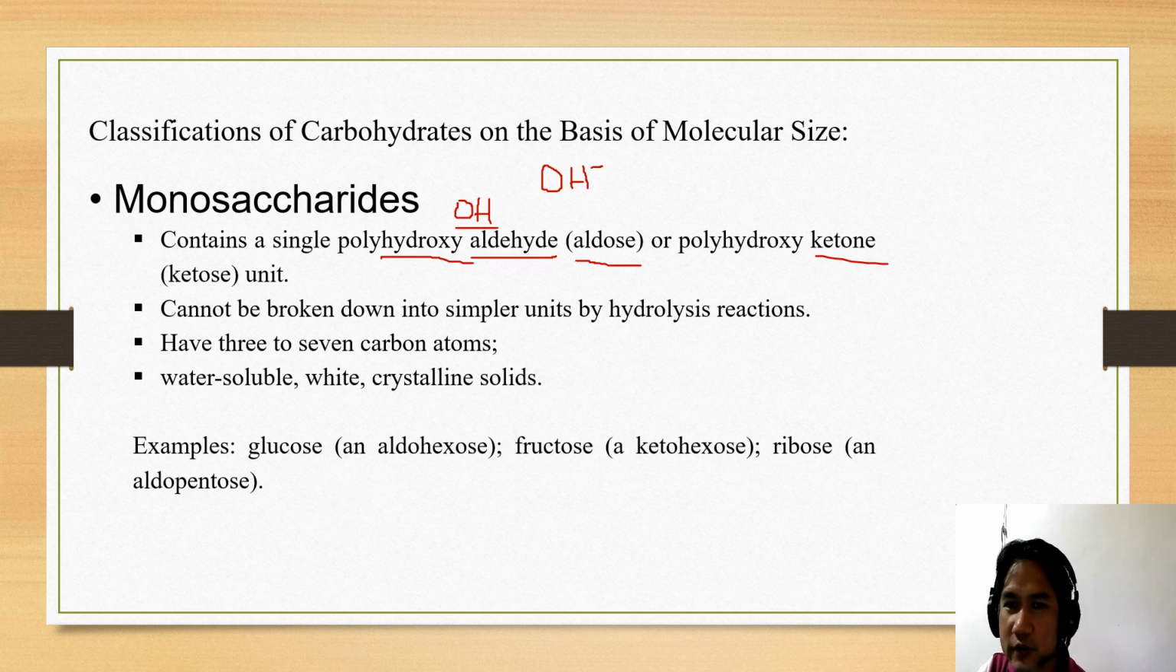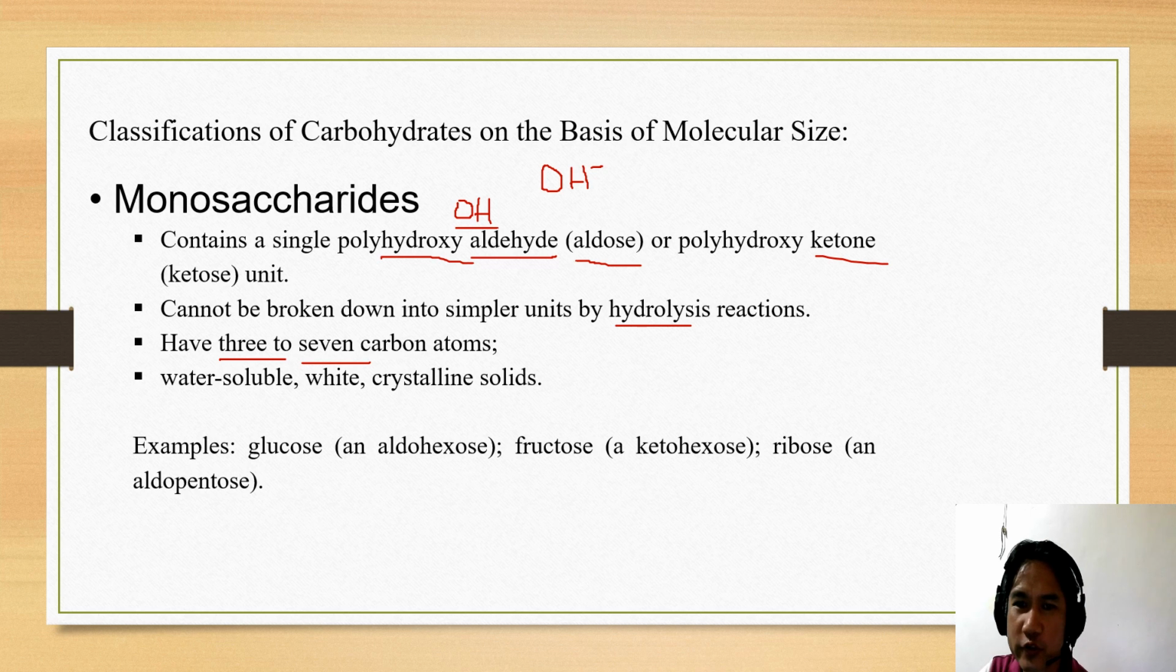So monosaccharides cannot be broken down into simpler units by hydrolysis reaction. So basically, hydrolysis is breaking of large molecules by means of water. So when we say monosaccharide, you cannot break that anymore by hydrolysis. Okay? There are many monosaccharides. They differ in the number of carbon atoms. Some monosaccharides have 3 carbon atoms. Some have up to 7 carbon atoms.